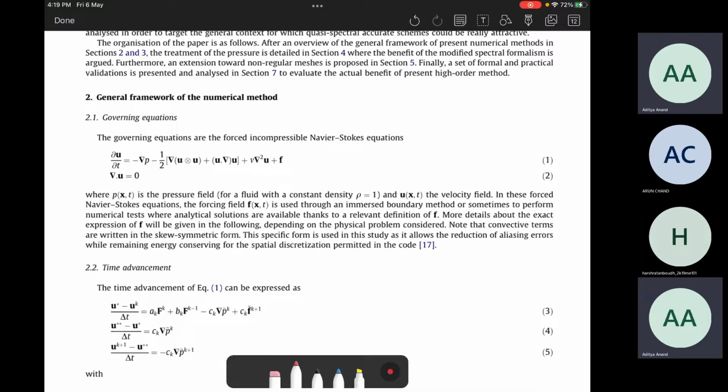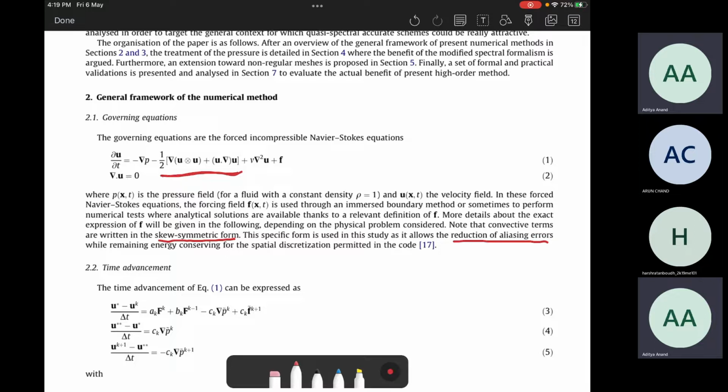So this here is the Navier-Stokes equation with the convective term on the right hand side. They have used what is called the skew-symmetric form of the convective term, and they have used this because it reduces the aliasing errors in the numerical scheme.